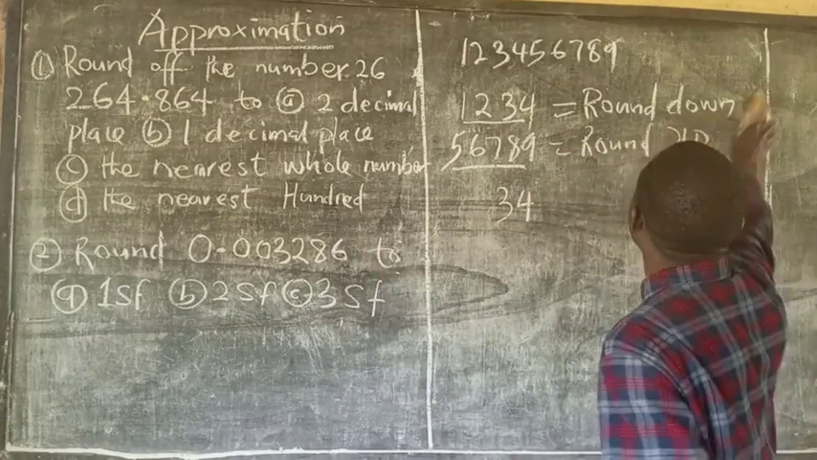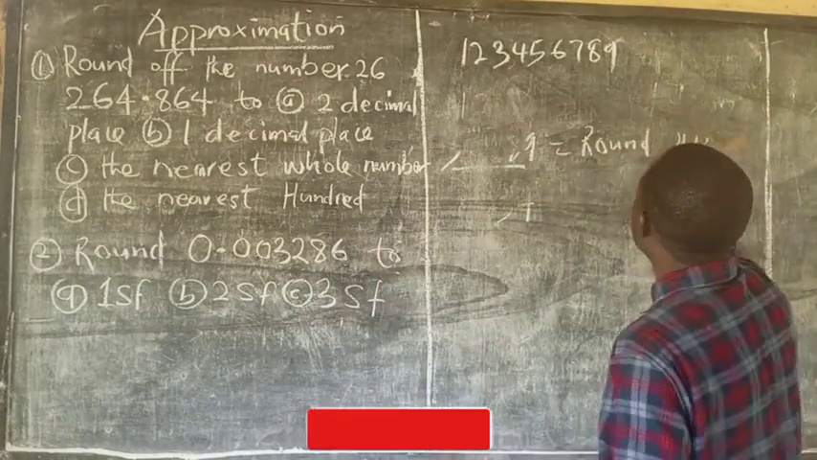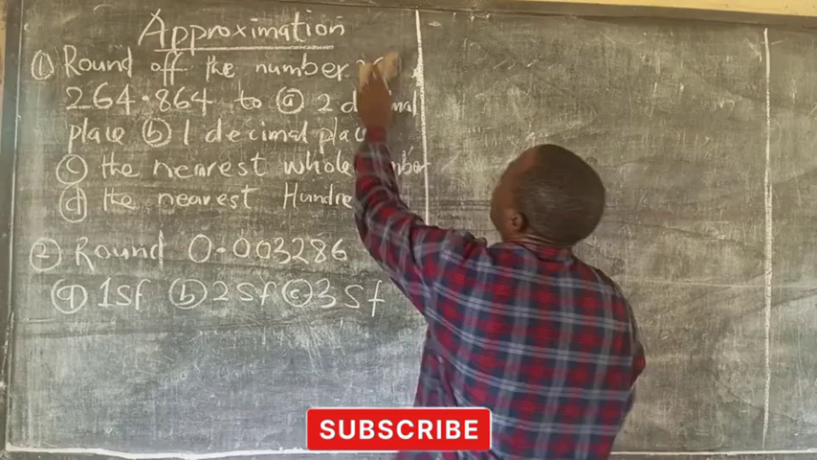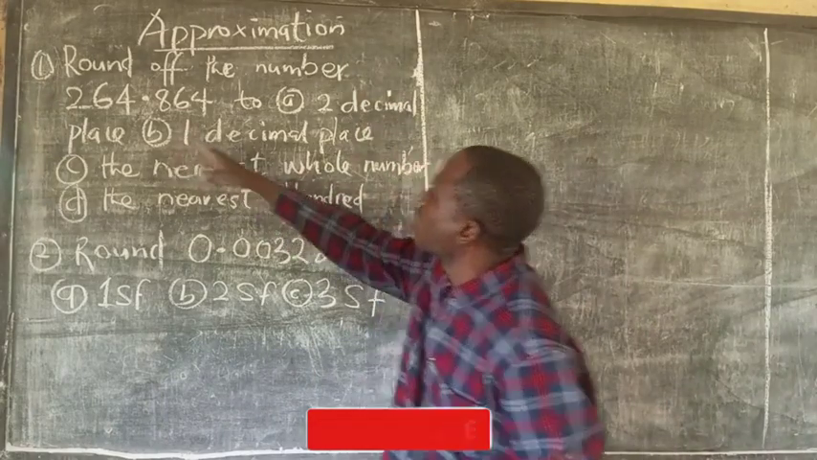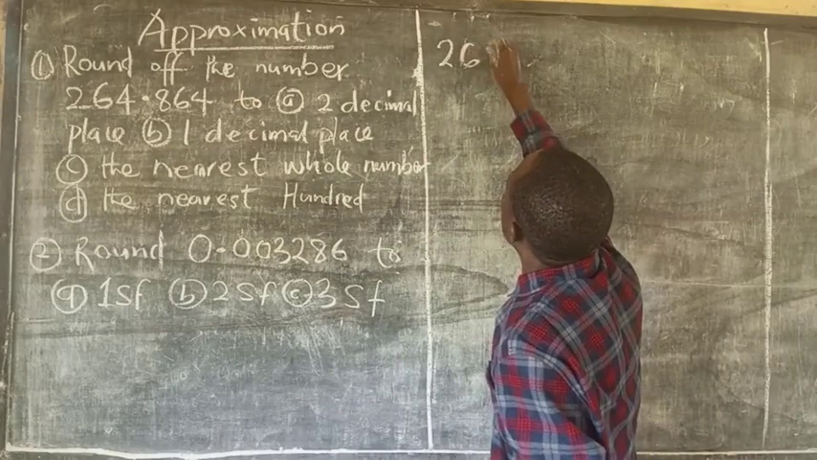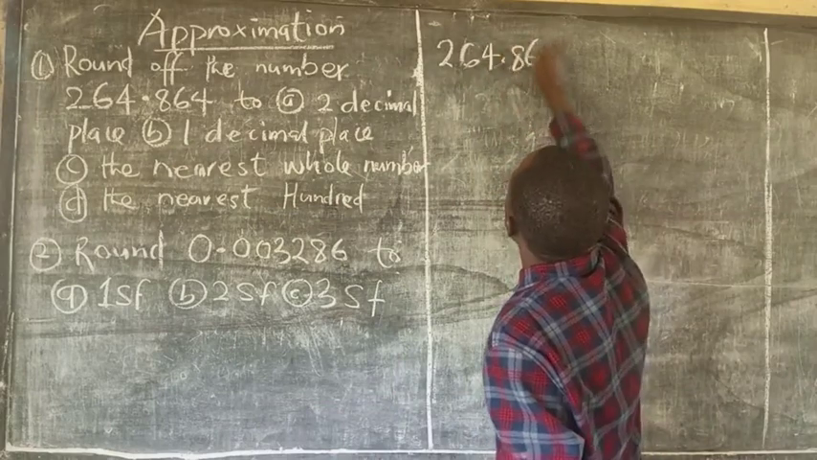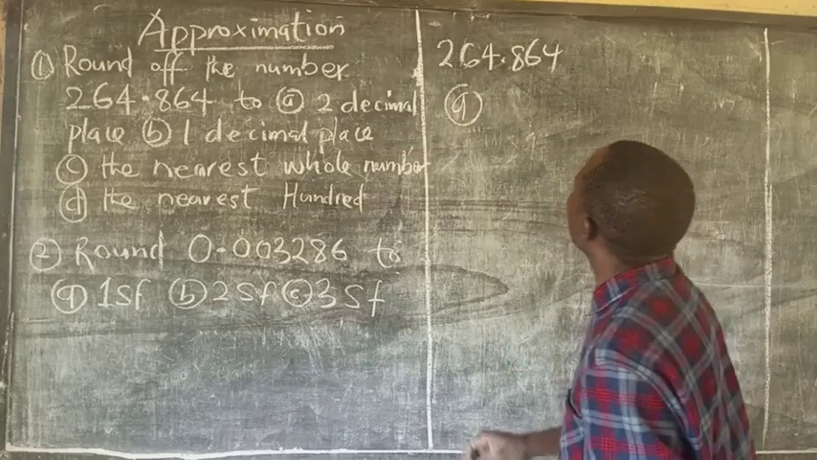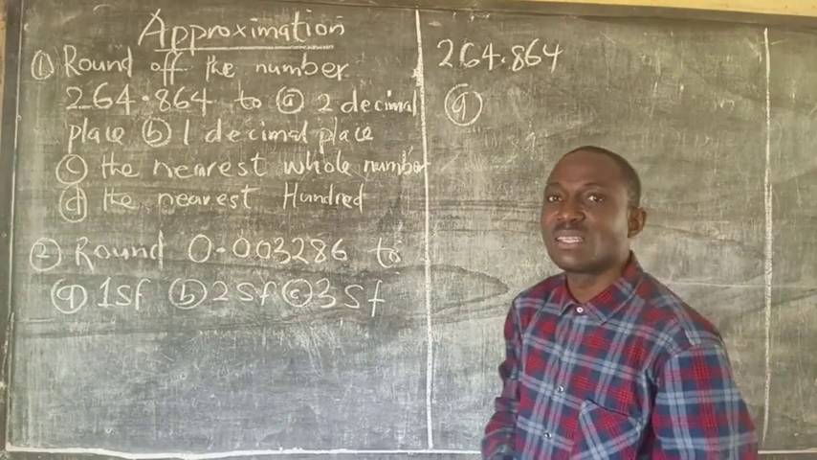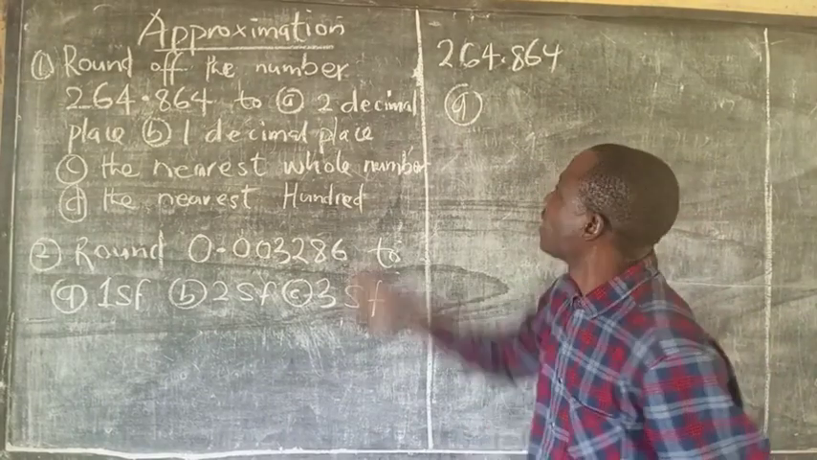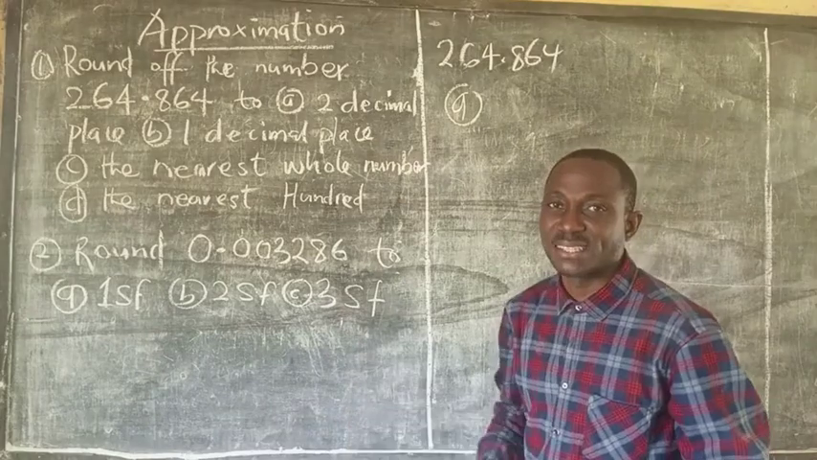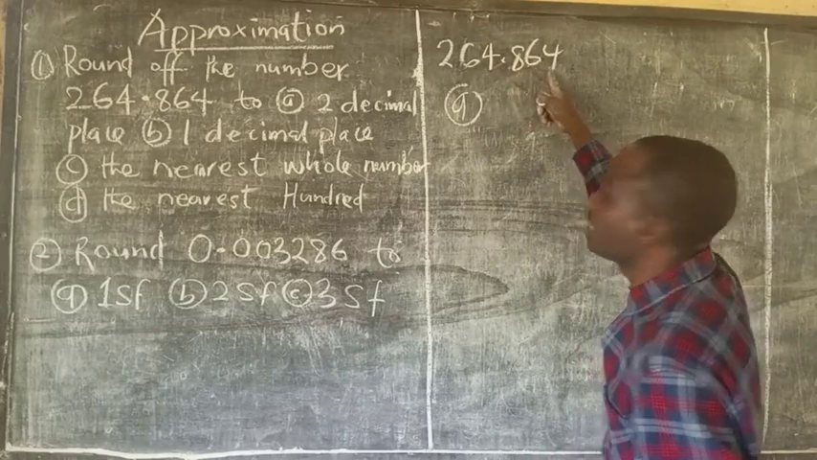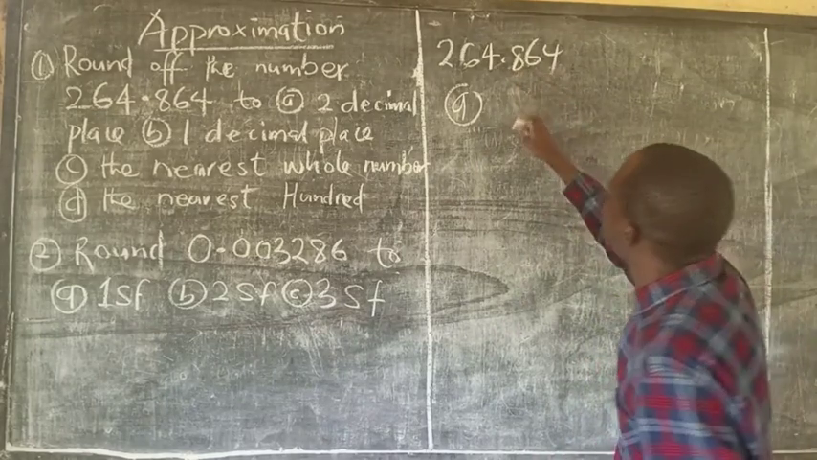So let's handle the questions before us with this understanding. All right, number 1 says, round the number 264.864 to (a) 2 decimal places. 2 decimal places means after the decimal, allow only 2 digits to stand. But in this case, we're having 3 digits standing. So how do we write that?